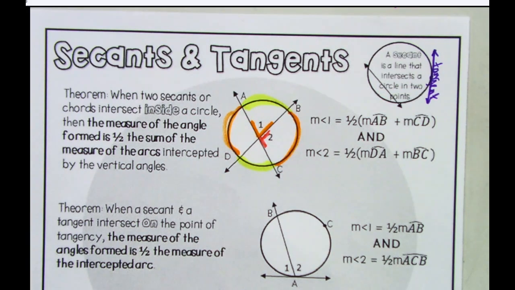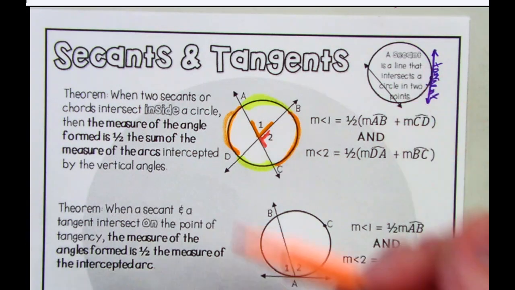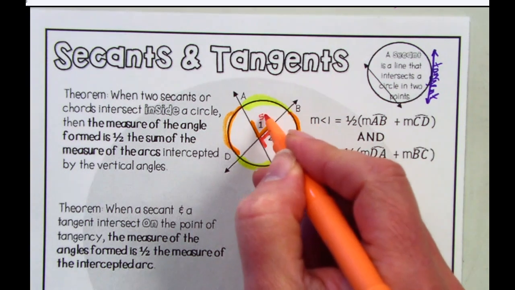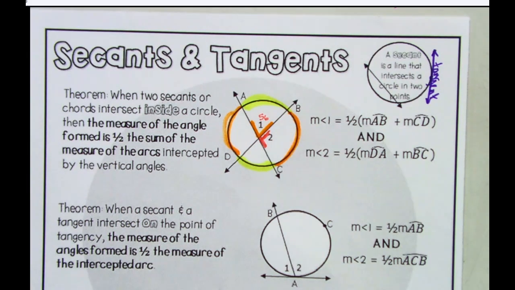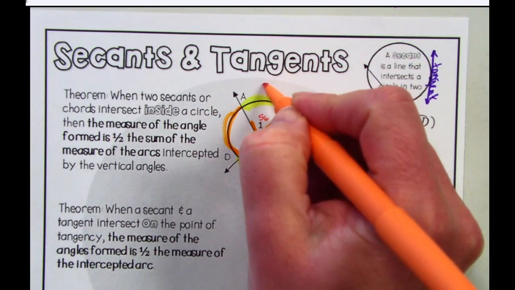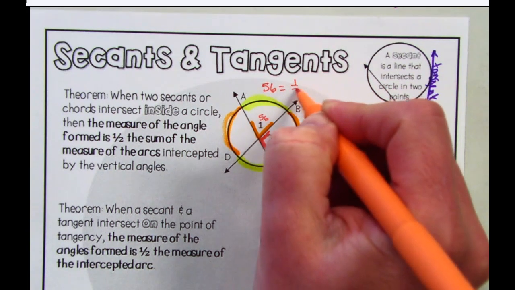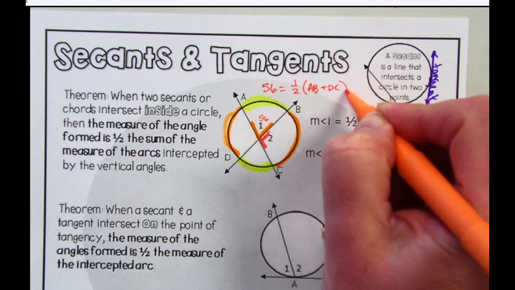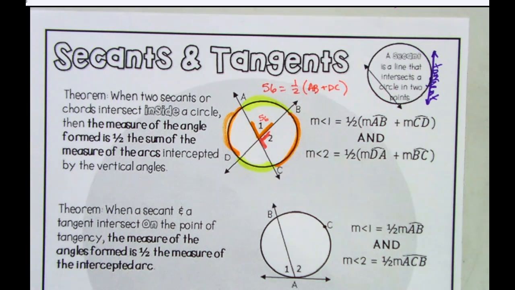So angle 1 was 56, and AB, wouldn't that mean AB was 56? So go ahead and explain. What are you saying? So angle 1 is 56. Doesn't that mean AB? It means that 56 is half of whatever AB plus DC are, and we don't know that. So we've still got 2 unknowns, right?